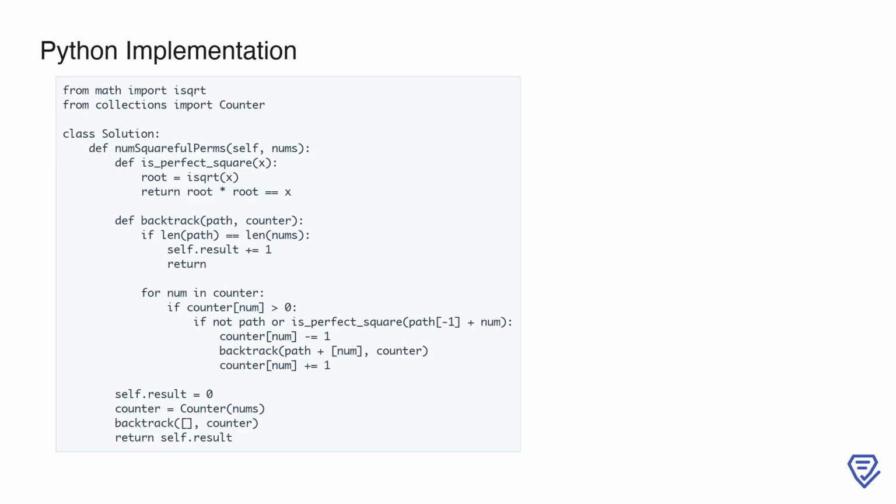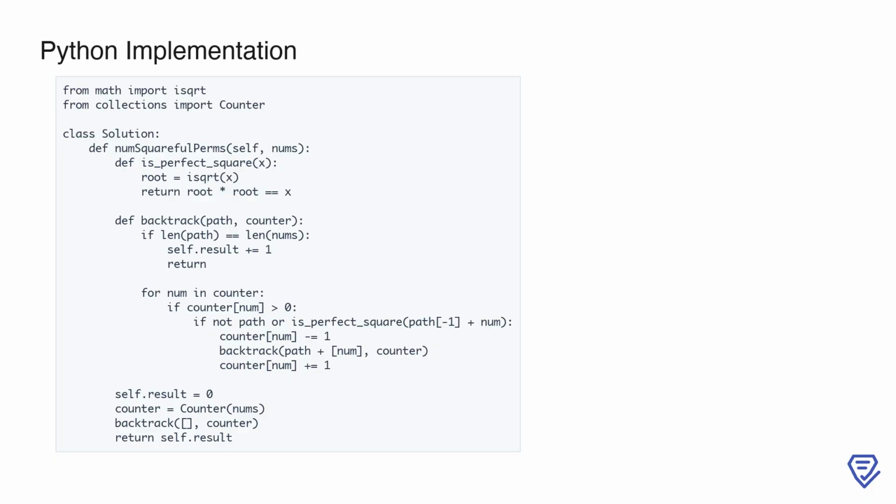If a number's count is positive, we check whether appending it to path results in a squareful condition with the previous number, if path is not empty. If the condition is satisfied, we recursively call backtrack with the updated path and counter. After the recursive call, we restore the count of the current number, effectively undoing the choice for the next iteration.